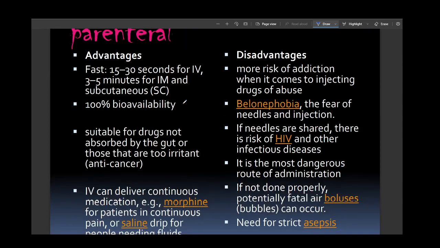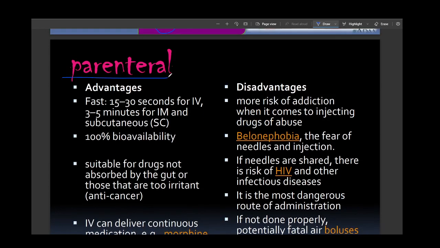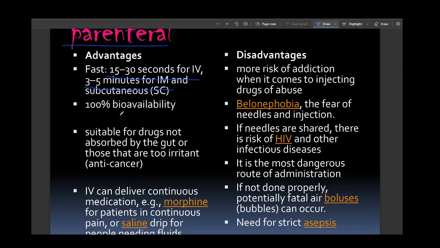Parenteral advantages and disadvantages. It is fast: 15 to 30 seconds for IV, 3 to 5 minutes for IM and subcutaneous. It has 100% bioavailability, meaning it is 100% available for use and is not wasted in the GIT. For example, if we give the drug through the GIT, only 16% is bioavailable. It is suitable for drugs not absorbed by the gut, and those that are too irritant. Anti-cancer drugs are too irritant, that's why they are given parenterally.